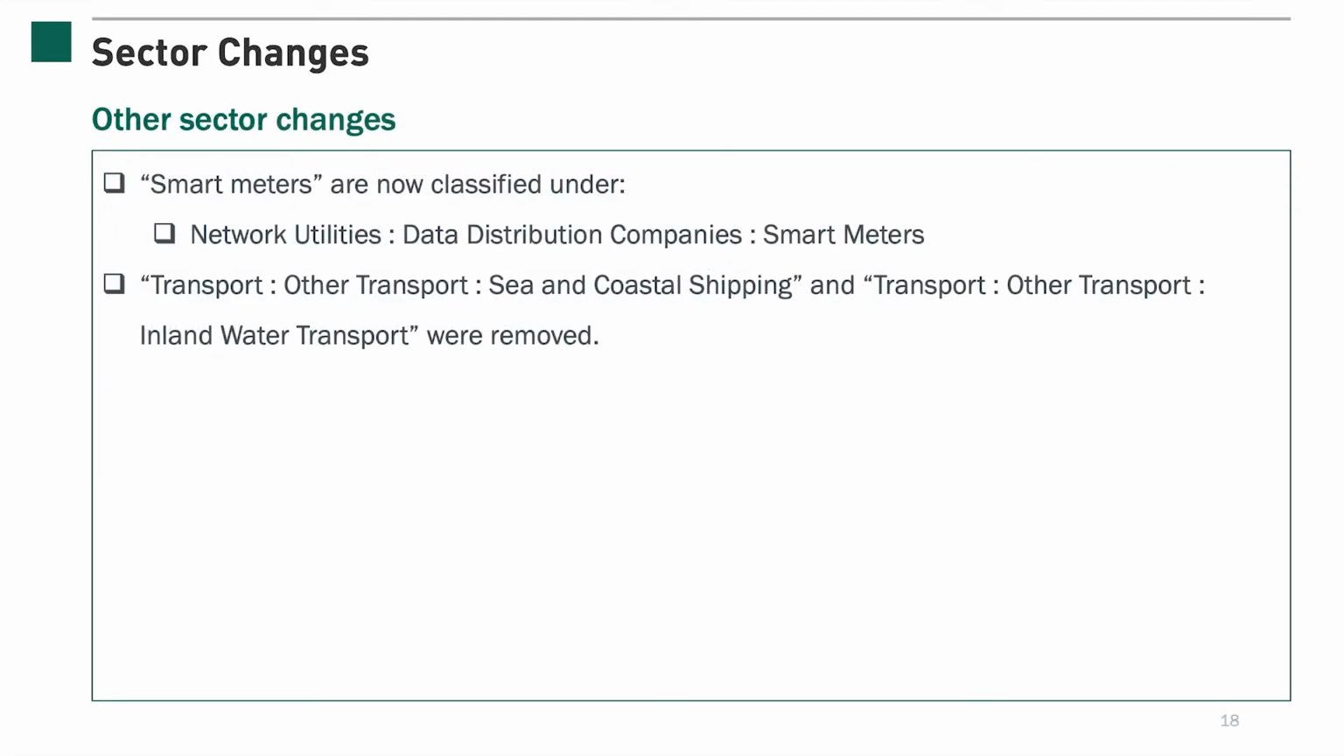The sector Smart Meters has been moved under a different sector grouping and is now nested under Network Utilities and Data Distribution Companies. 2 sectors, Sea and Coastal Shipping and Inland Water Transport, were removed and replaced by new sectors aligned with the EU taxonomy.